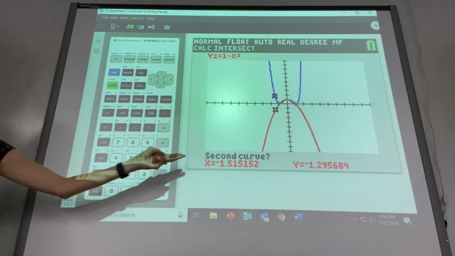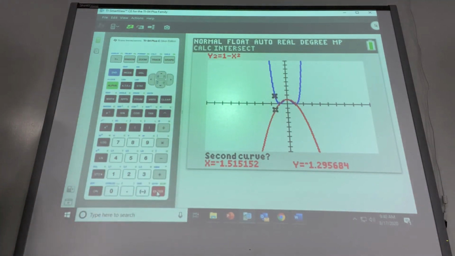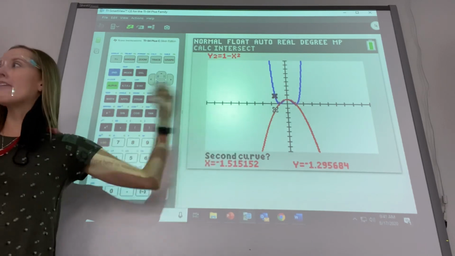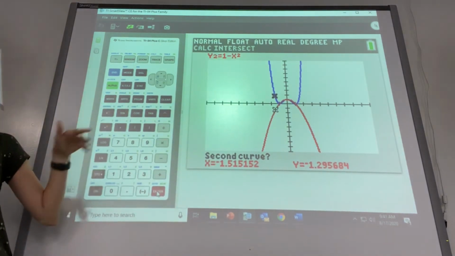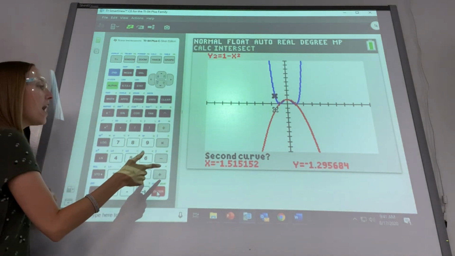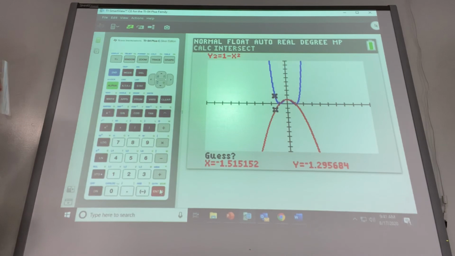Now it should ask you for the second curve. You need to make sure that your cursor is on the other graph now. Mine brought it down there for me already, but you can hit the arrows if you need to move it around. It can be anywhere, just as long as it's on the other one. I'll hit enter again.